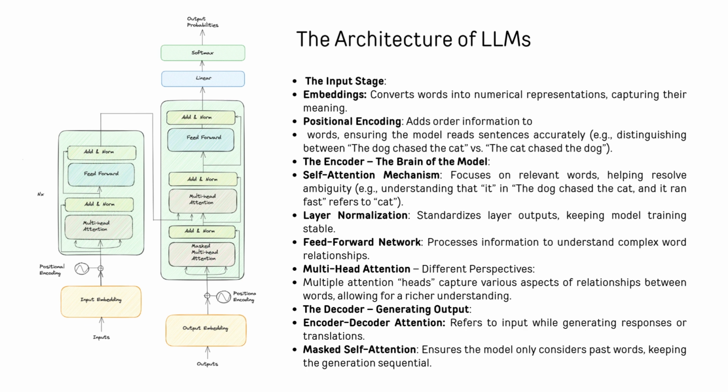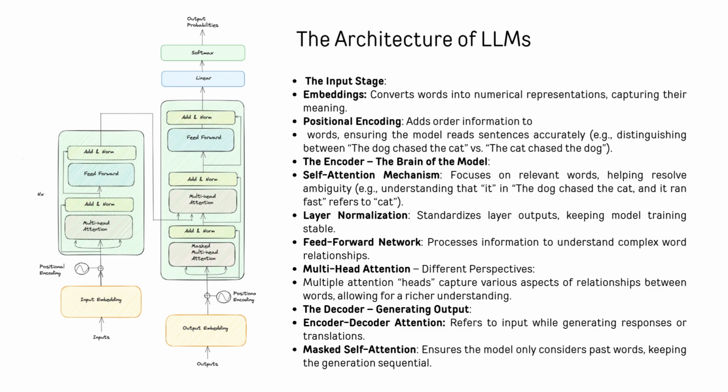Here's how it works. Each word creates three vectors: a query, a key, and a value. These vectors help the model figure out how much attention each word should pay to the others. For every word, the model compares its query to the keys of other words to compute attention scores. Then it uses these scores to create a weighted average of the values. This lets the model focus on important words while downplaying less relevant words.